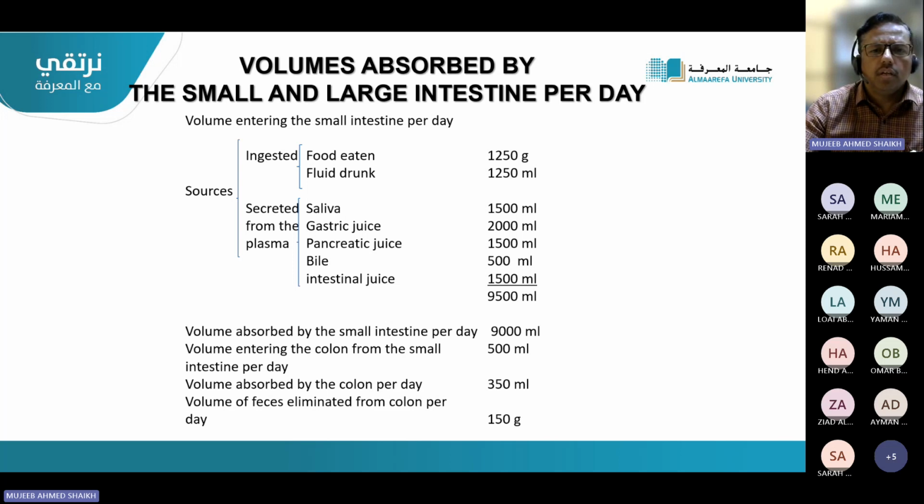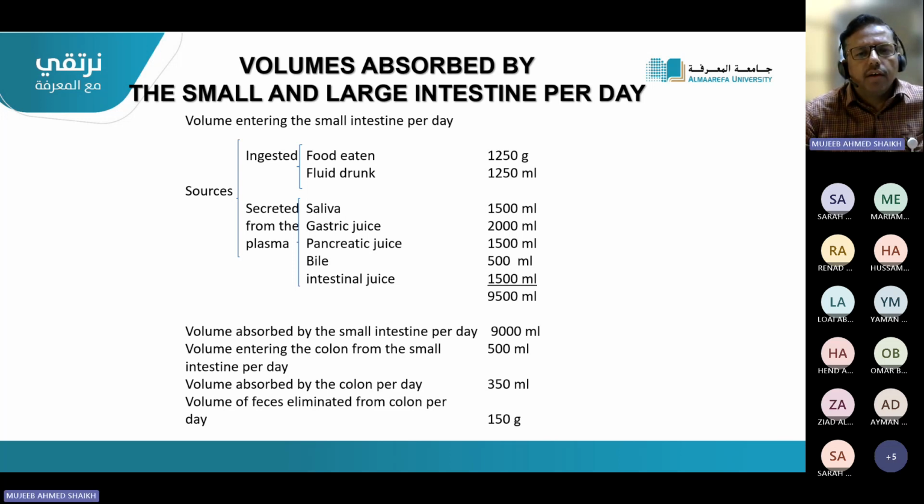This slide shows how much water is present in the small intestine. The amount of water present in the small intestine is about 9.5 liters. Approximately it can be 10 liters, it can be slightly less, but let's say it is 9.5 liters. Out of that, 9 liters will be absorbed in the small intestine. The numbers are not so important, but it gives you an idea that a very large quantity of water is absorbed. It is not thrown out of the body. Almost 99% of the water is absorbed.